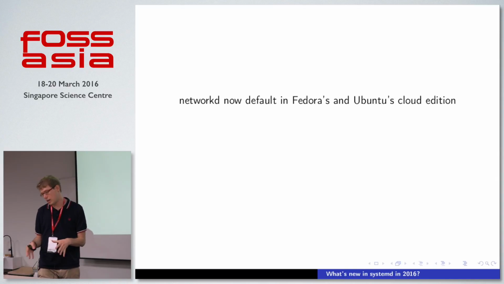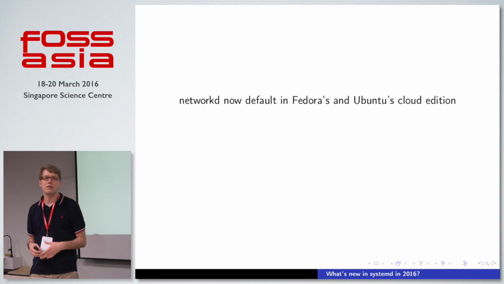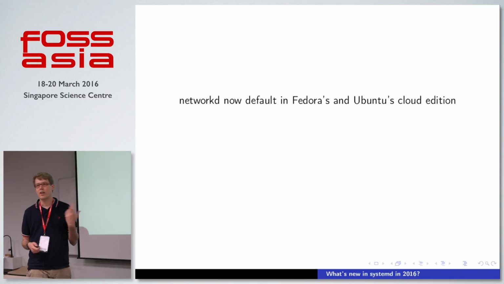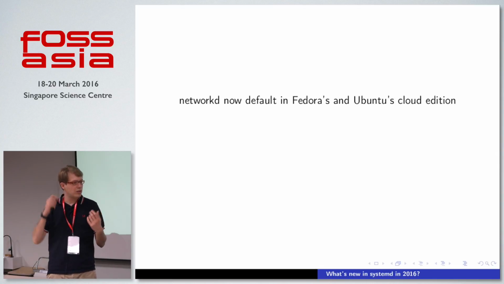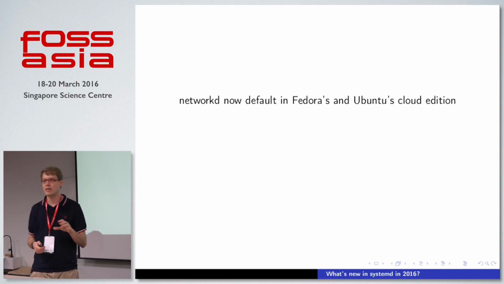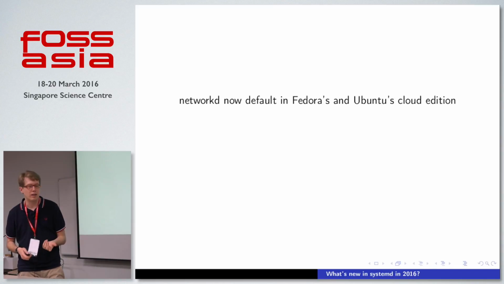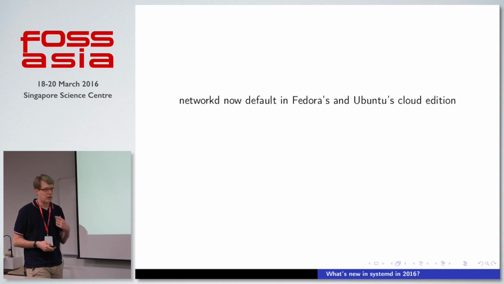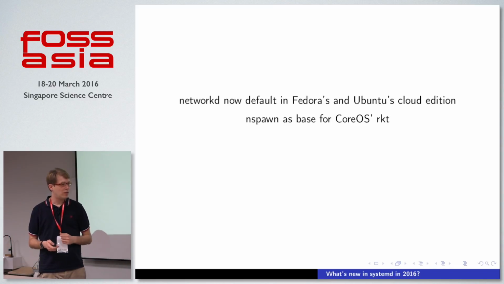Because in cloud systems, usually it's pretty easy, right? You have usually just one interface and you want to do DHCP for that, and it should be dynamic. networkd is perfect for that, because it can do that dynamically and nicely, and does not have many dependencies. So yeah.